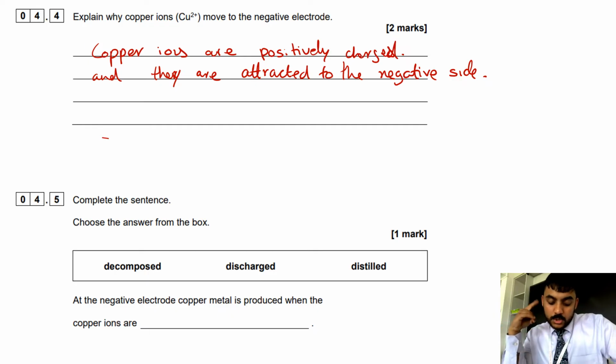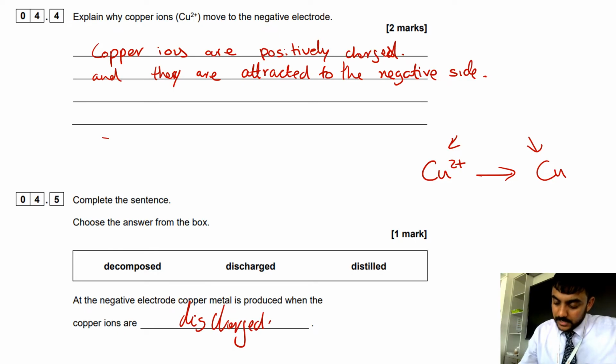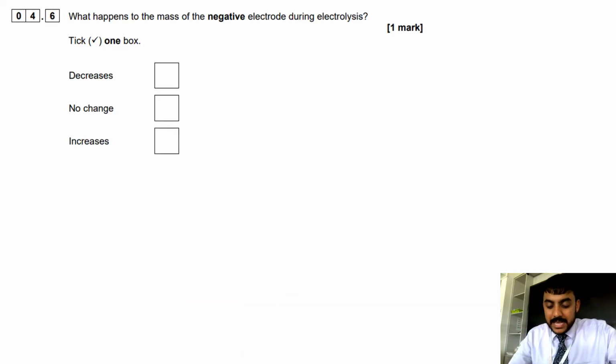Complete the sentence. Choose the answer from the box. At the negative electrode, copper metal is produced when the copper ions are, well, what happens to the copper ions? Copper ions, Cu2+, at the negative electrode become Cu. What changes? Well, this has a charge and this doesn't, so copper is discharged. The charge of it is taken away from it. What happens to the mass of the negative electrode during electrolysis? If copper forms on it, the mass will increase.